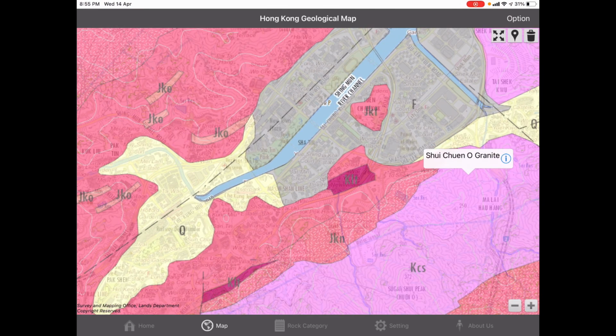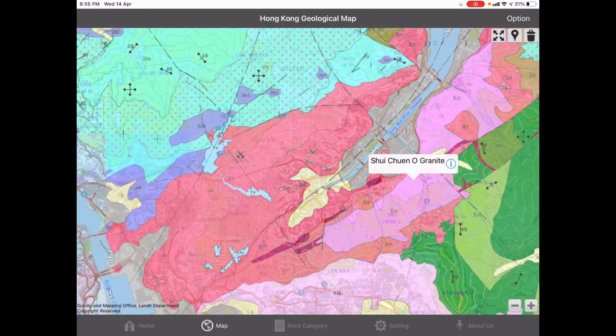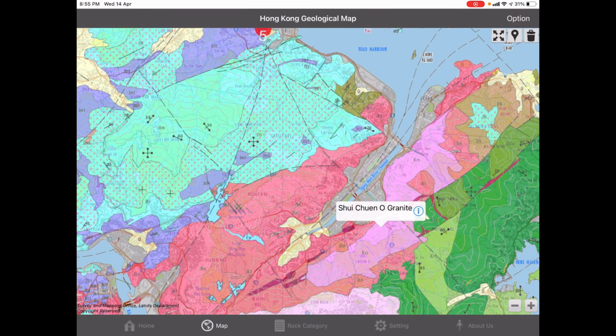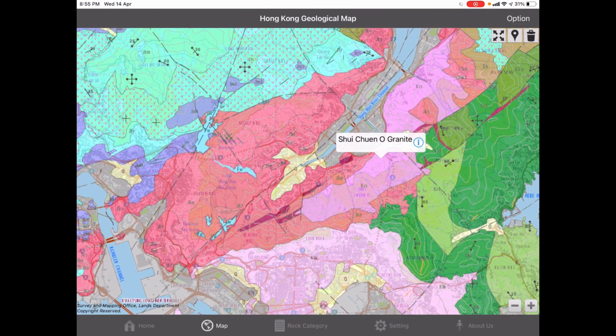So you can see right here, there's lots of fault lines, and the Sha Tin Valley or the Sha Tin New Town is a good example that is built along the fault line, and the fault line can provide some flat land for us to build up the new town, and also provide some valleys for us to build up the reservoir.